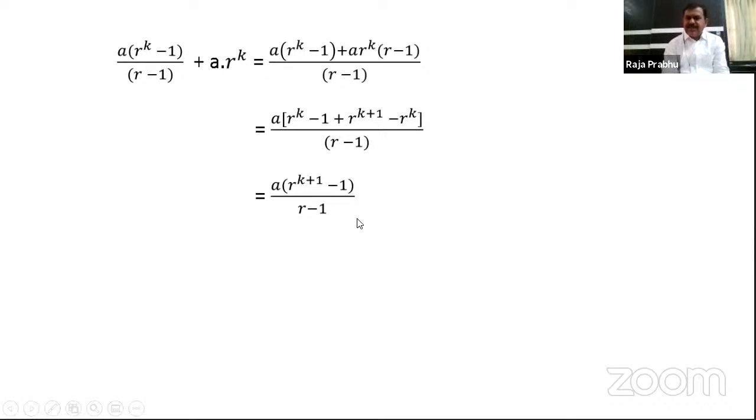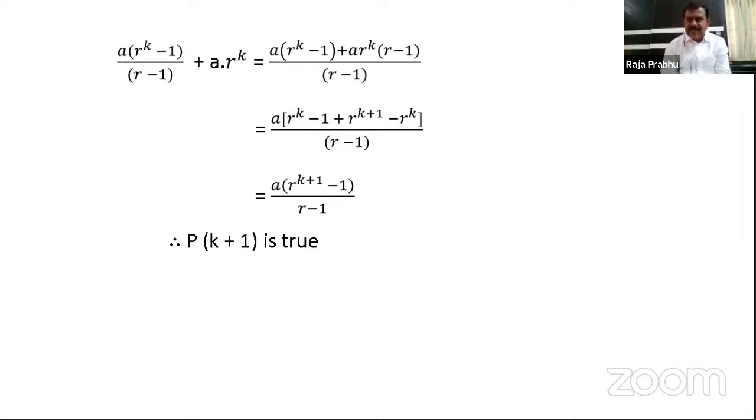Yes, can you guess now what we got and what we have to get? Yes, we got what we need to get. That is the given question, the RHS part of the given statement, a into r to the power n minus 1 divided by r minus 1. Here we got, in the place of n, k plus 1, that itself is our proof to be proved. That means it is verified for n equal to k plus 1. Therefore, P of k plus 1 is true.